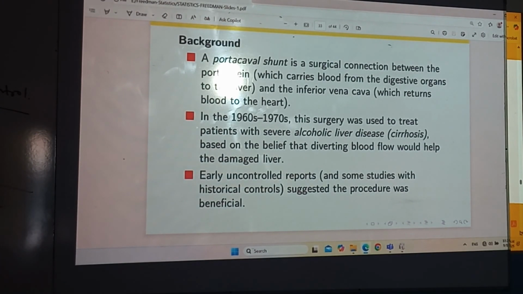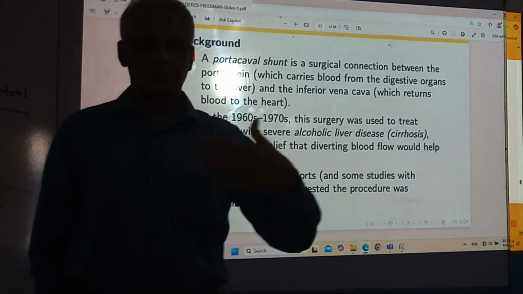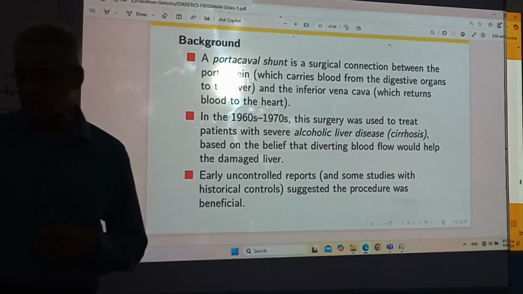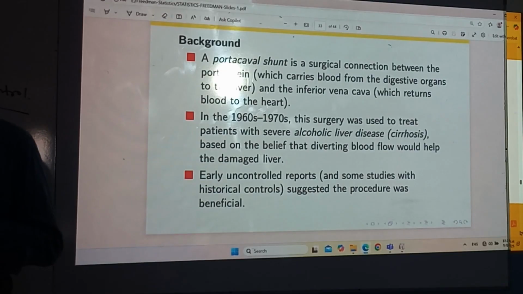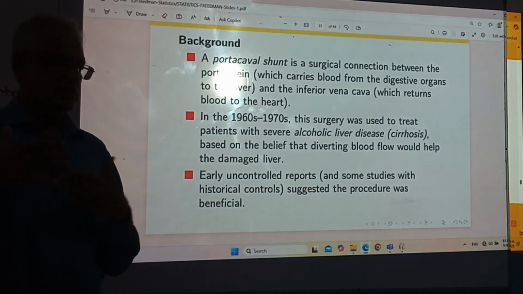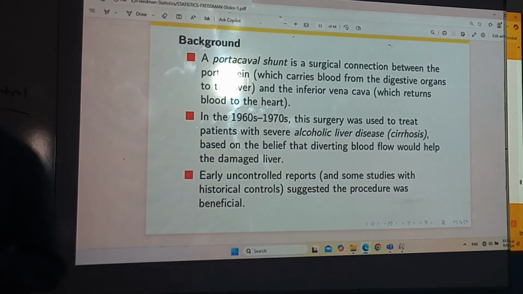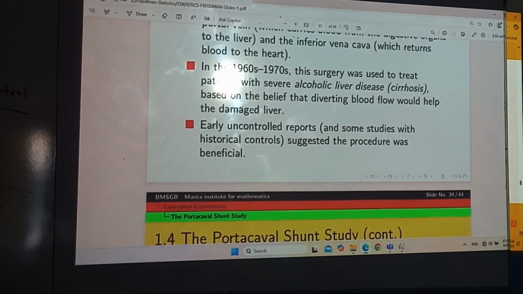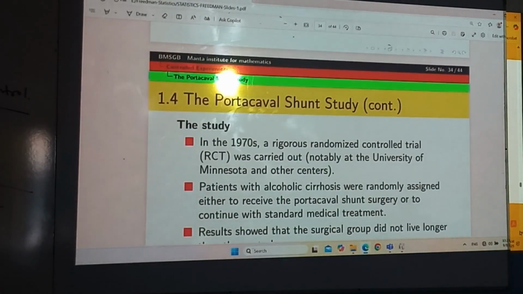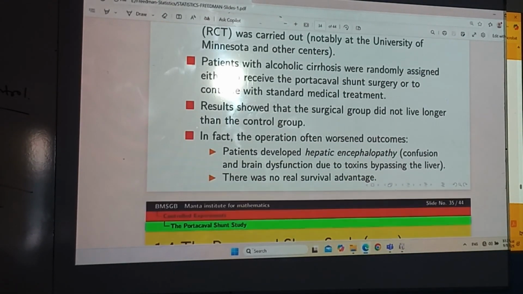So early uncontrolled reports suggested the procedure was beneficial. This surgical procedure was done to some patients, but there was no control group, and they showed some improvements. But later on, some persons did controlled experiments, randomized controlled experiments.